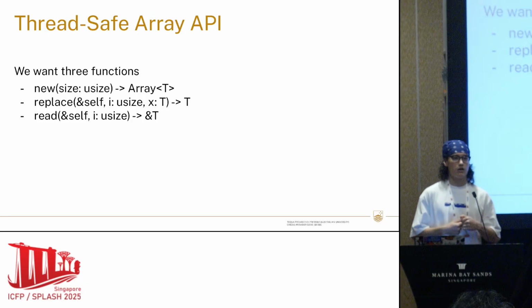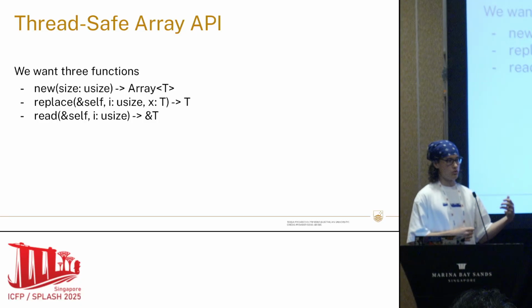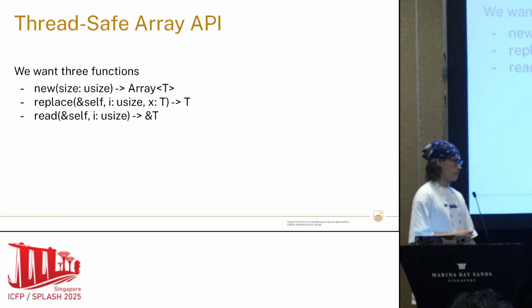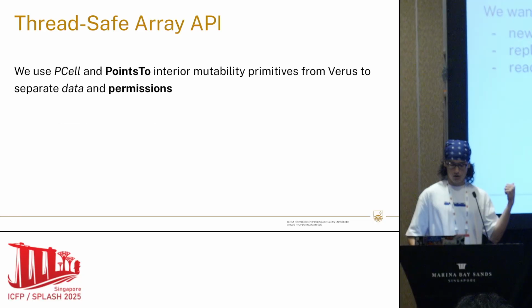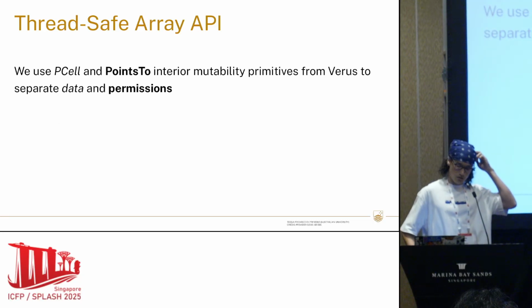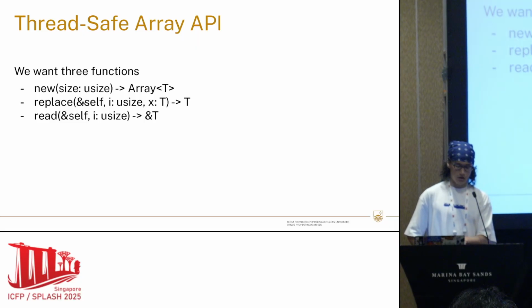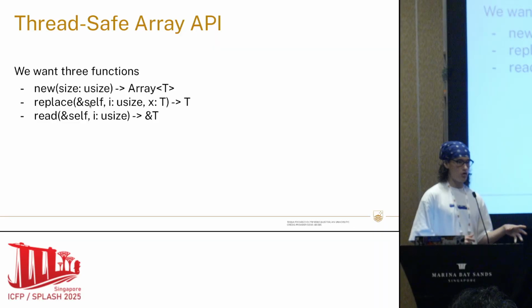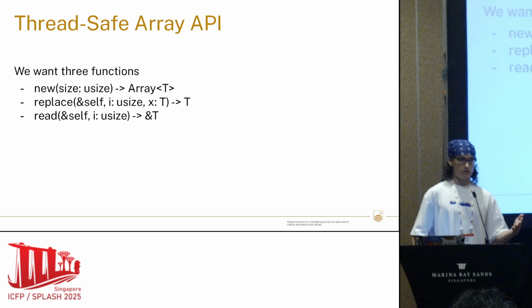So what's the API that we want? We want to create an array, we want to write to an array, and we want to read from an array. Three simple operations, okay? And you can see, though, that the references here to the self object, to the array object, are shared. This means that you can pass the array to multiple threads. If those were exclusive, then it wouldn't be possible.